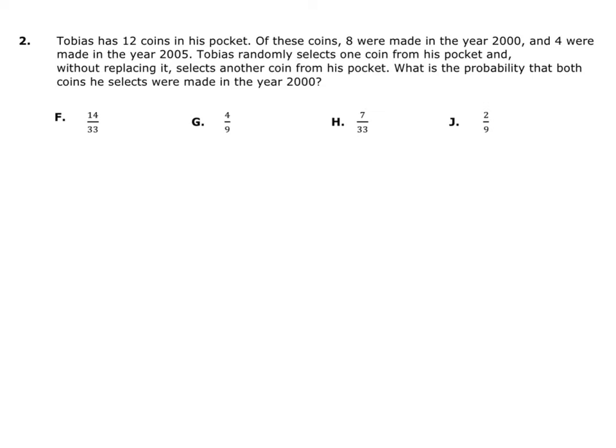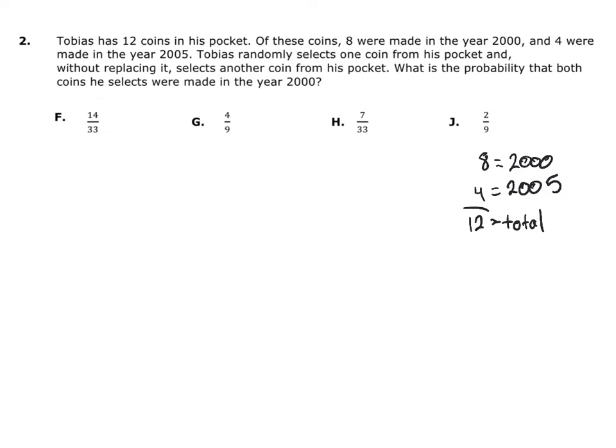Number 2 says Tobias has 12 coins in his pocket. Of these coins, 8 were made in the year 2000 and 4 were made in the year 2005. So we have 8 in 2000 and 4 in 2005. And again, it told us there was 12 total coins. It says Tobias randomly selects 1 coin from his pocket and, without replacing it, so he keeps it out, selects another coin from his pocket.